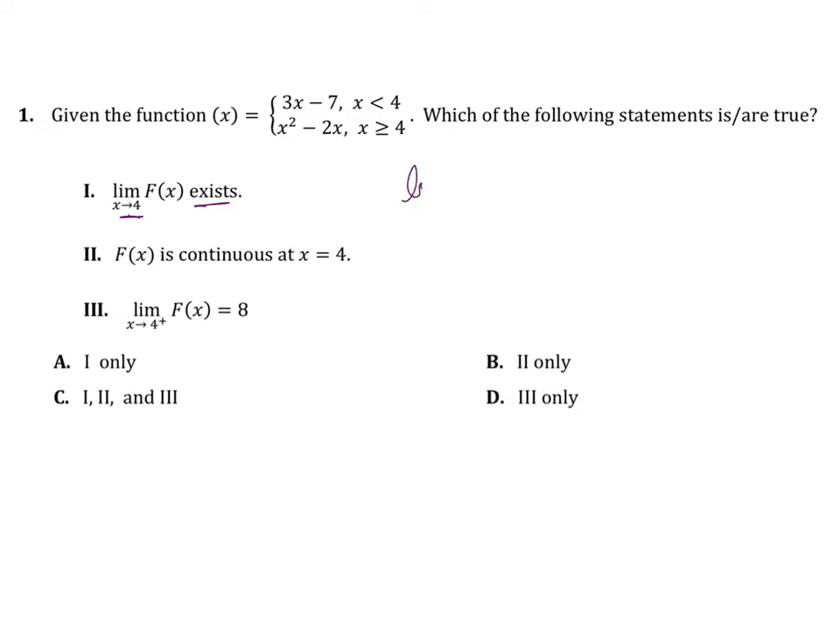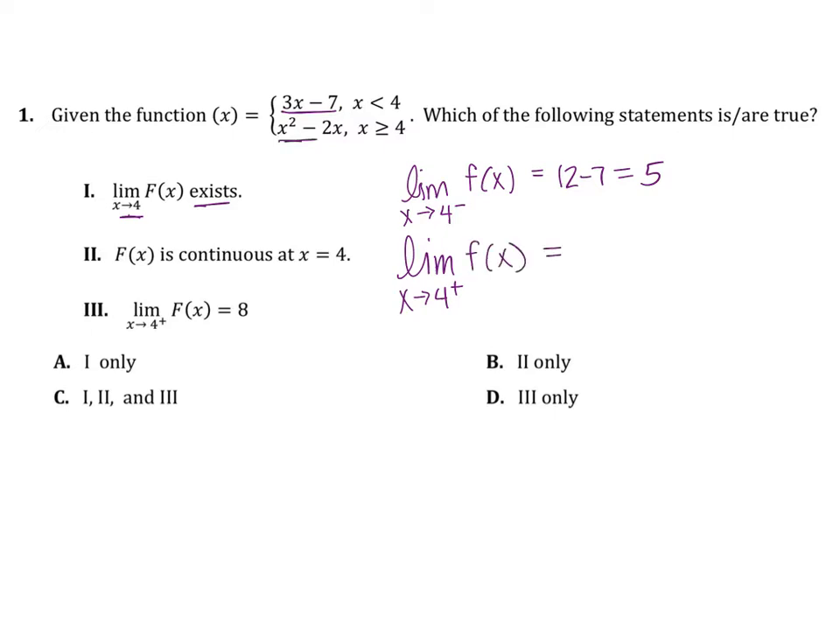So we do need to look at the limit from the left and the right. If we look at our limit as x approaches 4 from the left, then we substitute into the top part of our f of x, and that's going to give us 12 minus 7, which is 5. Then let's look at our limit as x approaches 4 from the right, and we substitute into the bottom, and we get 16 minus 8, which is 8. So notice that this limit does not exist. The limit as x approaches 4 for f of x does not exist.